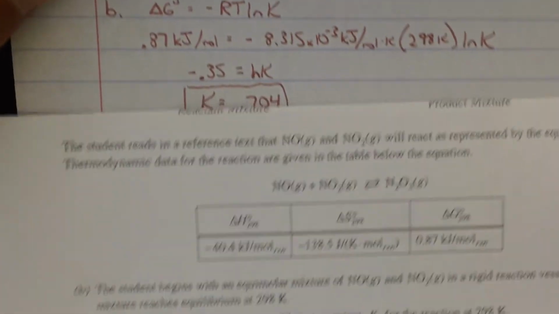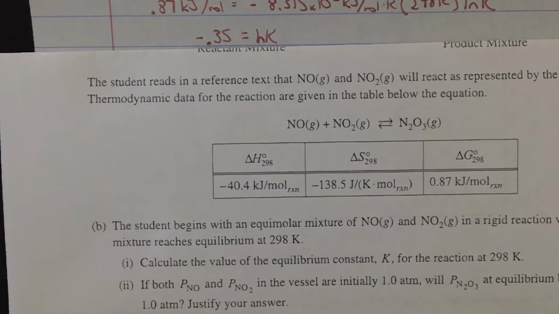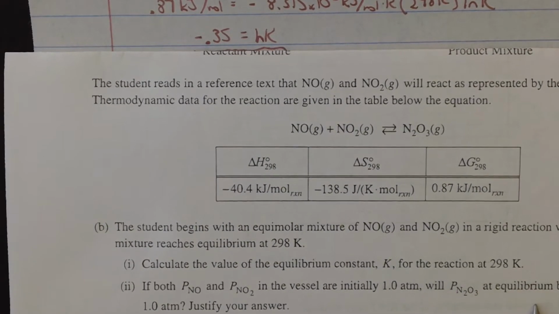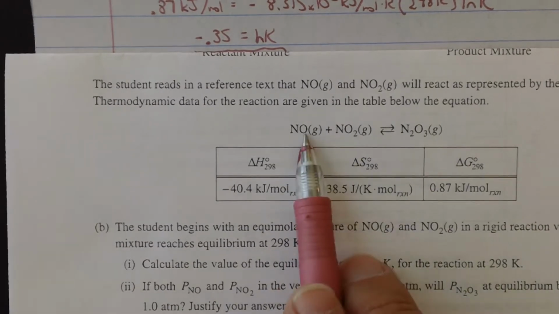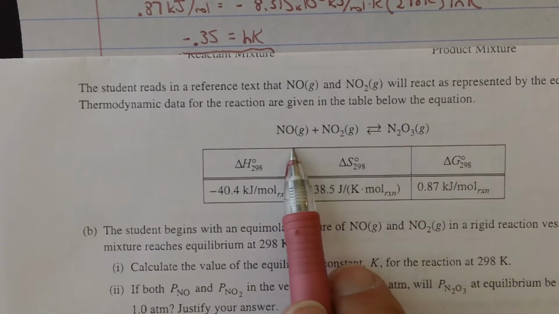Then B2 says if both the pressure of nitrogen monoxide and the pressure of nitrogen dioxide in the vessel are initially at 1, will the final pressure of the product be equal to 1? Because this is a 1-to-1 ratio, here's the conceptual idea. They didn't want you to actually calculate it, they just want you to do this conceptually.